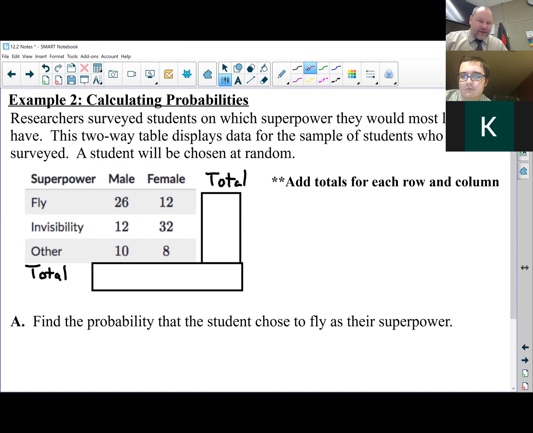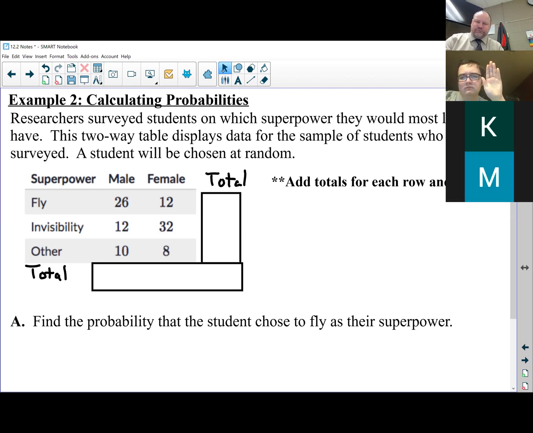So one of the first things that is helpful is finding the totals for each row and each column. So if I find the total for the fly column, what do I get when I take 26 plus 12? 14. Oh, not 14. Add, don't subtract. Oh, my bad. That's 38. 38, good.